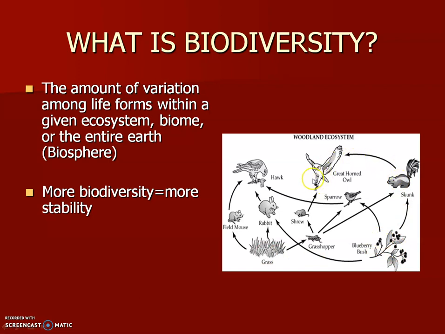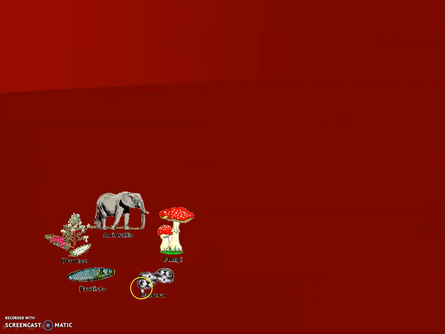So food webs are more accurate depictions of feeding relationships in a particular ecosystem than a food chain. There's several food chains in any ecosystem, and this would be an extreme simplification. This wouldn't represent all of the food chains within a woodland. This is just kind of an example of some of them.